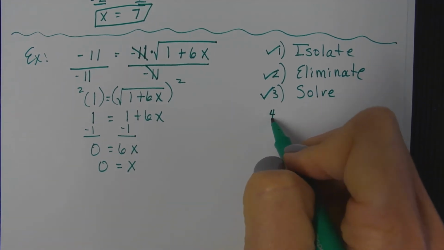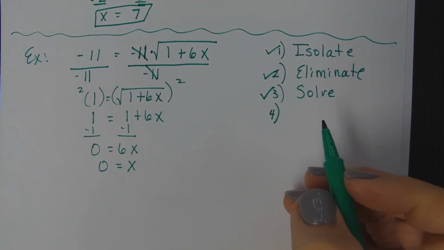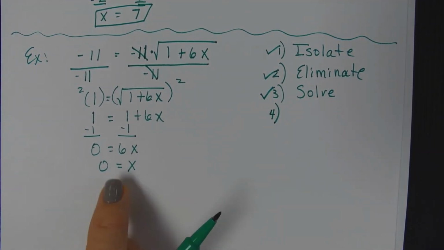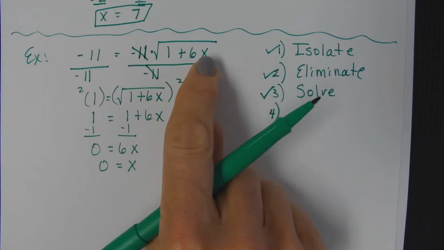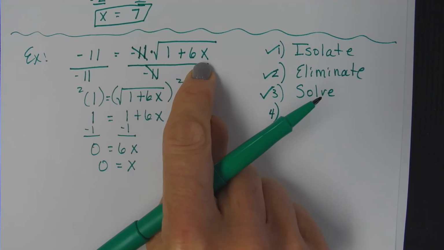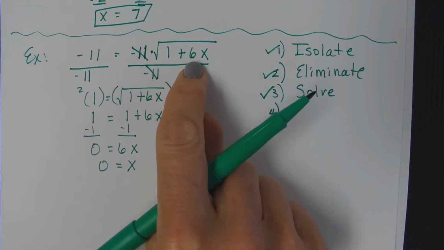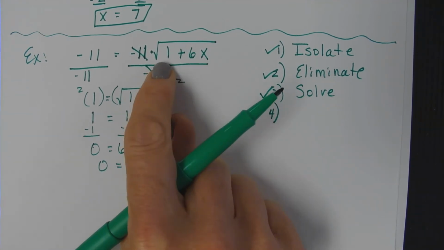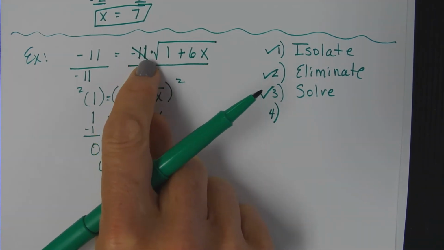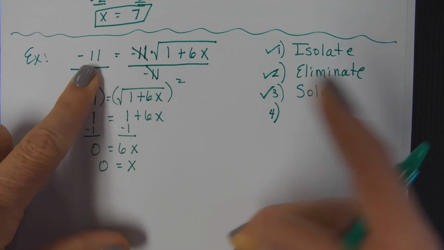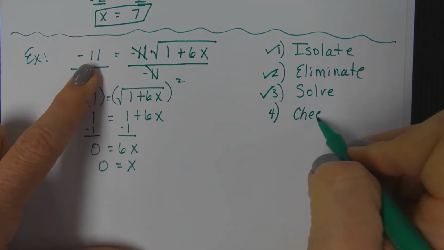Now, what is our step 4 that we know we can't skip? Check. All right, so now go back to the original problem up here. 6 times 0 is what? 0. 1 plus 0? Just 1. What's the square root of 1? 1. Negative 11 times 1 is? Negative 11. Check. We are good.